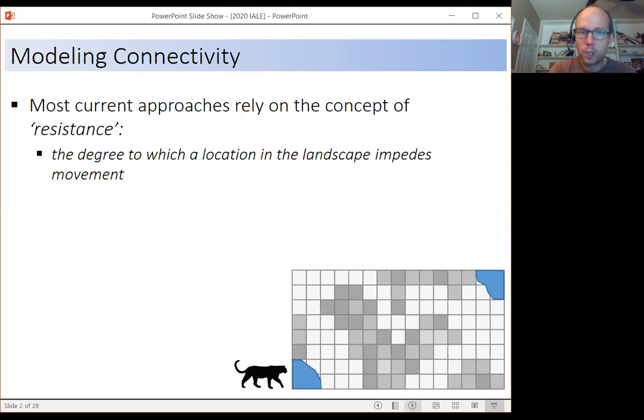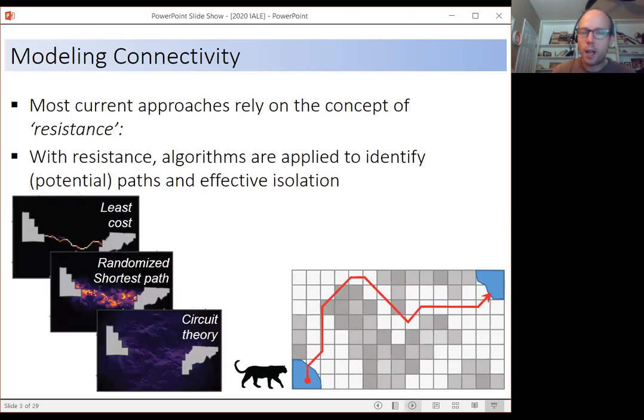Now, with resistance-based maps like the one shown here, there's been a variety of algorithms applied to map potential paths or corridors across a landscape and to interpret effective isolation. These algorithms range from the use of least cost paths to the use of circuit theory.